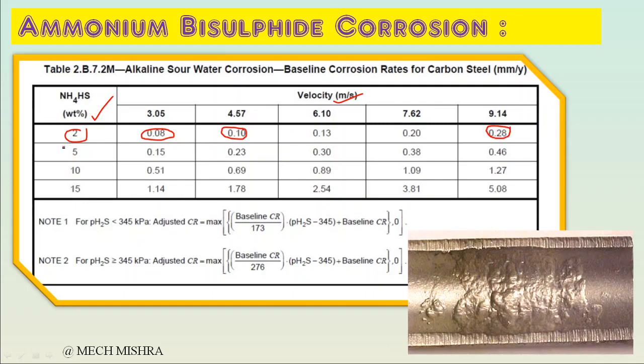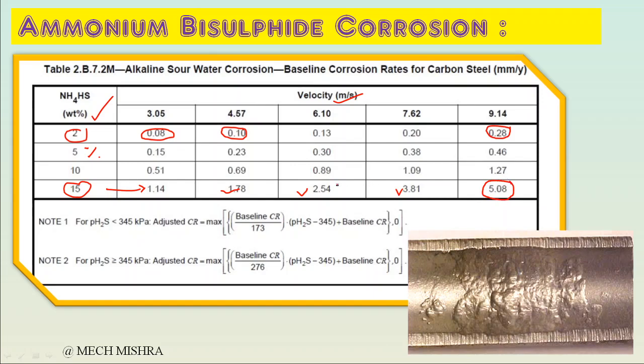Now coming to higher NH4HS concentration, at 5% NH4HS the corrosion rate will be higher than at 2%. Now coming to 15 weight percent NH4HS, see, for 3 meters per second the corrosion rate will be 1.15, for 4 meters per second 1.7, 6 meters per second 2.54, 7 meters per second 3.8, and for 9 meters per second the corrosion rate will be 5.08 mm per year.